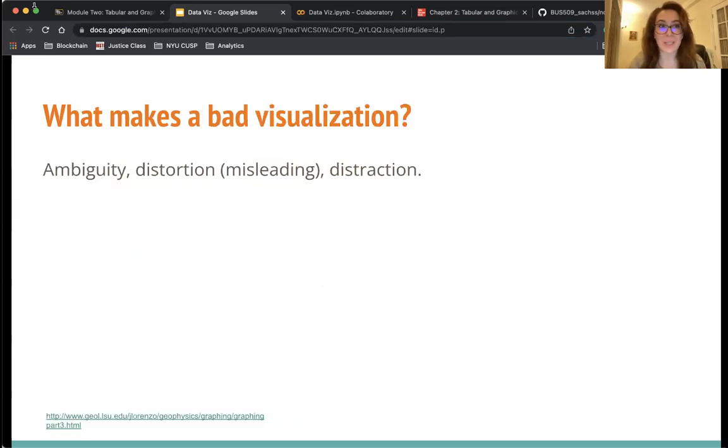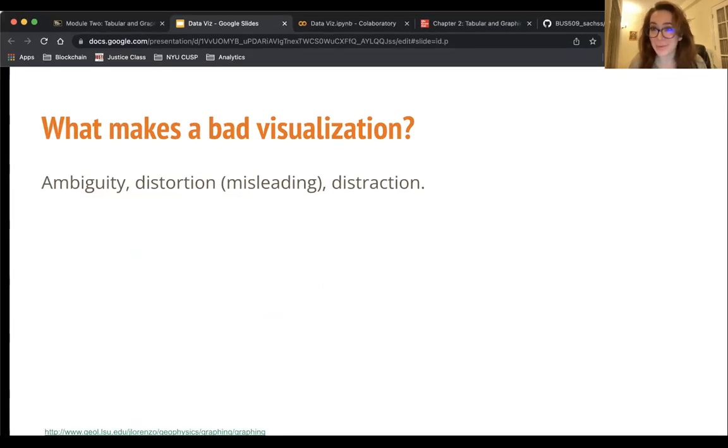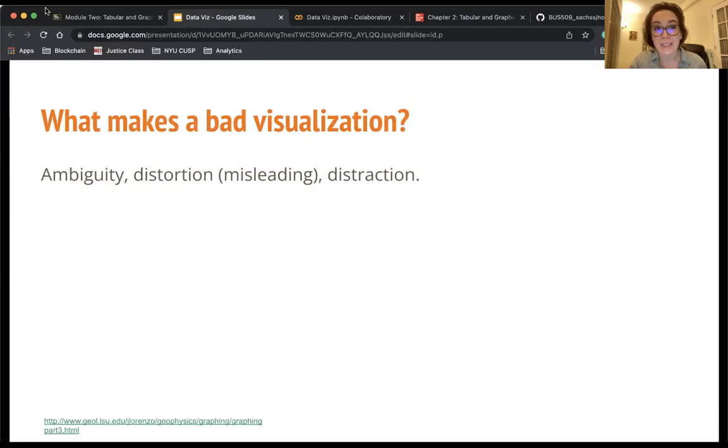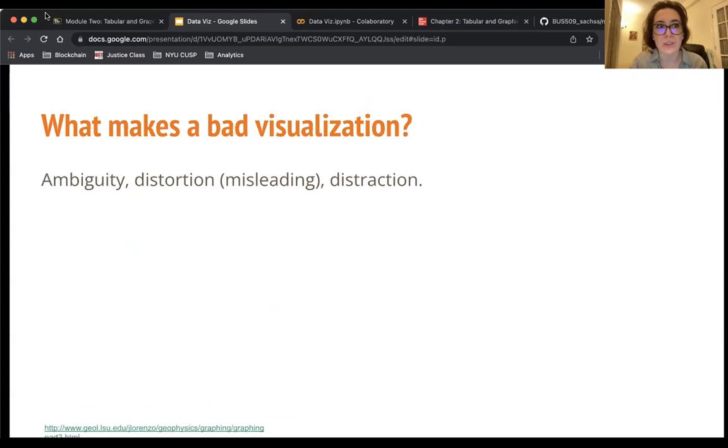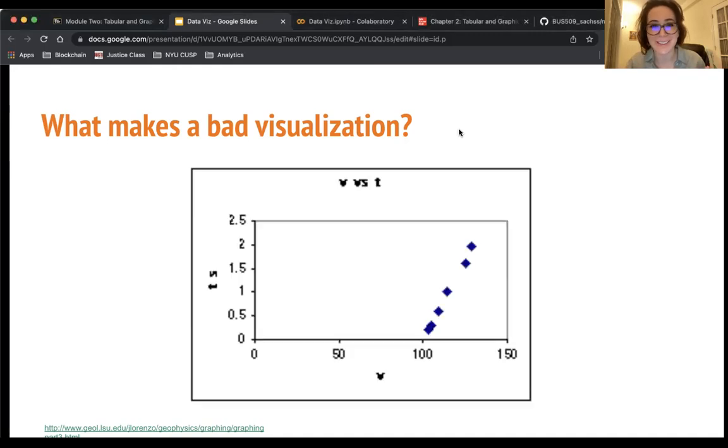Now getting into some other aspects of what makes a bad visualization. I talked a little bit about it when I was talking about pie charts, but now I'm going to put pen to paper and say why that is not considered a good data viz, and not just my own pet peeve for what we work with. So what makes a bad visualization? In a general sense, anytime there's ambiguity, distortion, it's misleading, or there's a distraction. Going back to our Occam's razor principle, sometimes less moving parts makes a better graph.